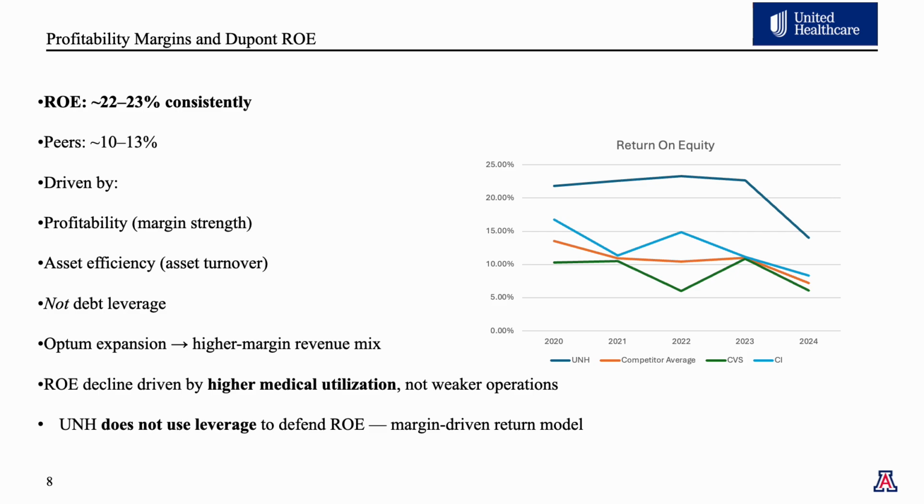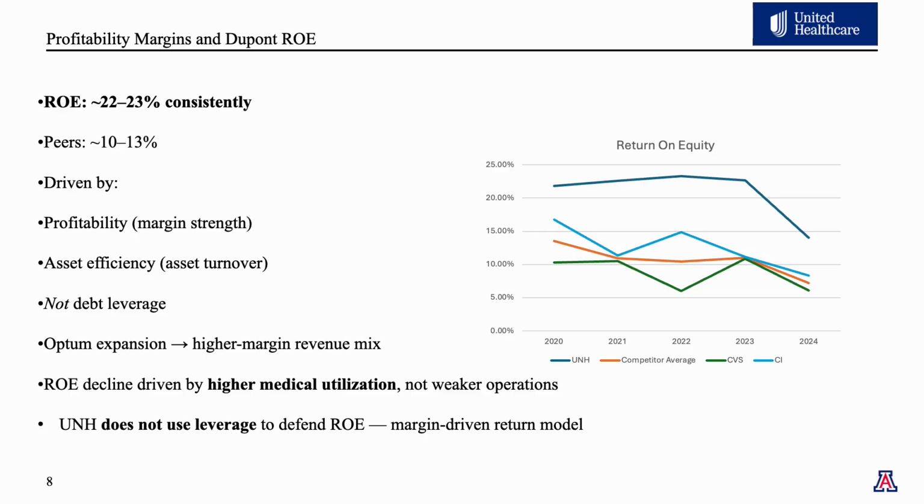So moving on to profitability margins and the return on equity, we see that United Health consistently generates returns on its equity in the 20 to 23% range, while competitors are falling significantly below, where CVS and Cigna are falling in the 10 to 13% range. Just looking at ROE alone, UNH is creating almost double the value per dollar of shareholder equity compared to its two peers in this experiment.